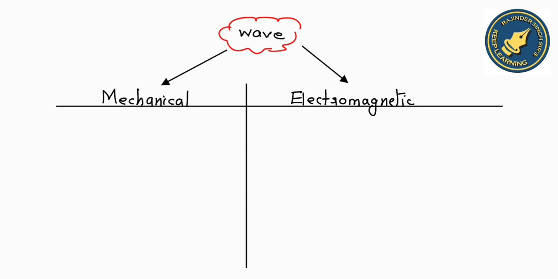Another type of classification: mechanical waves and electromagnetic waves. Mechanical waves are the waves which need a medium to propagate. They cannot travel without a medium. Whereas electromagnetic waves can travel in a medium as well as without a medium.